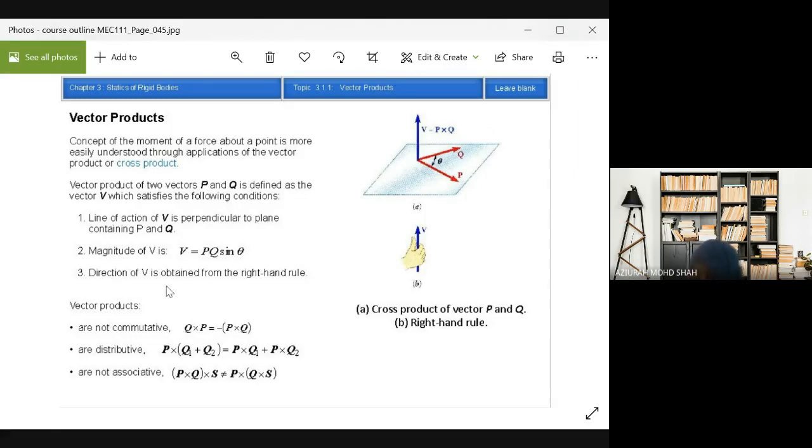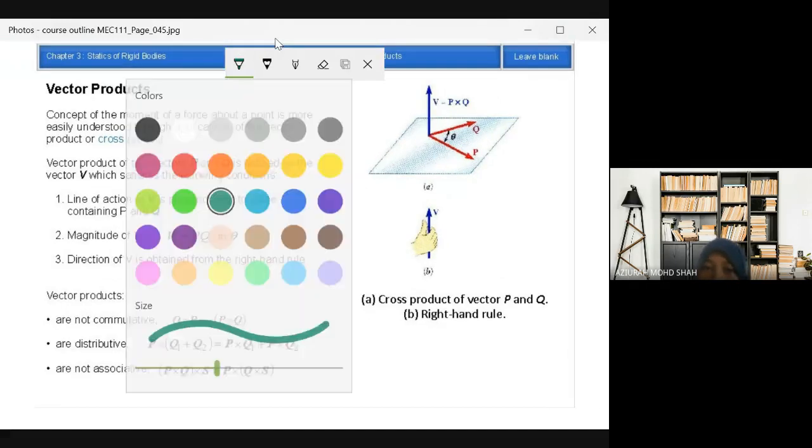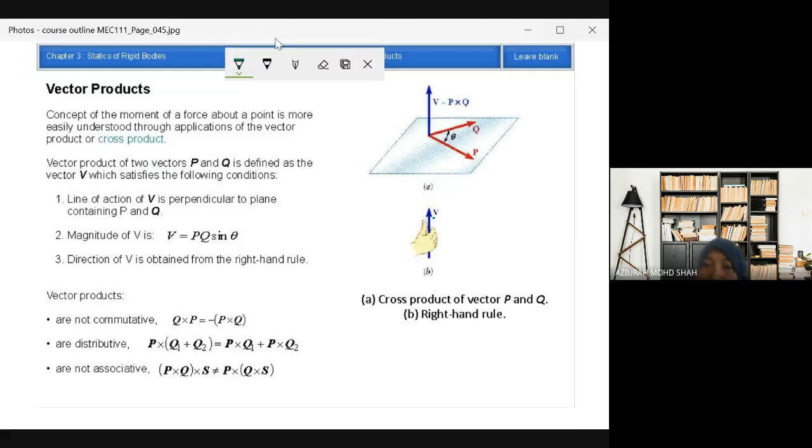Nanti kalau saya tanya direction of moment, kamu kena tahulah direction of moment ni di obtain daripada right hand rule ni, yang thumb ni. Thumb ini adalah direction moment kamu lah. Direction moment. Okay. Tiga untuk chapter 3. Tiga lah benda yang kamu kena pay attention.